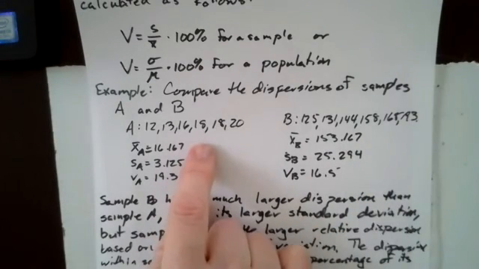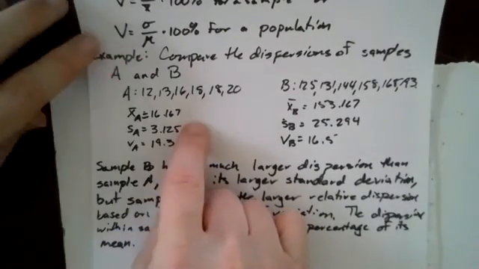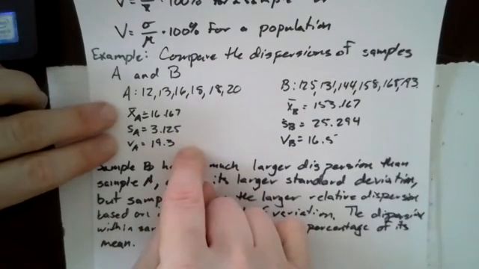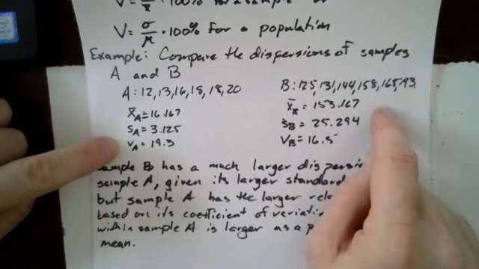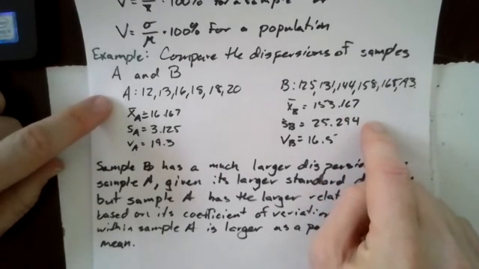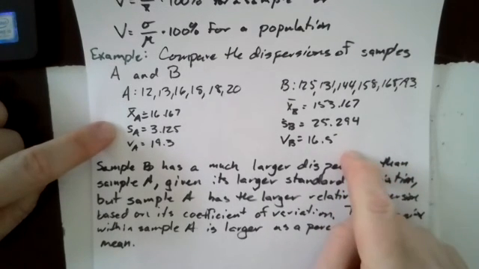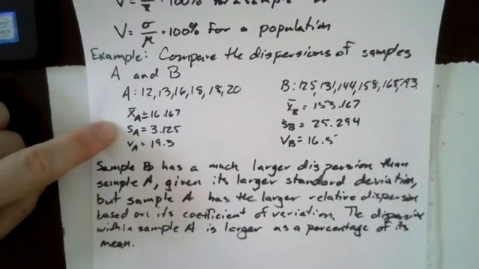So if we take X bar sub A, that's 16.167. S sub A is 3.125, and V sub A, the coefficient of variation, is 19.3. For B, X bar sub B is 153.167. S sub B is 25.294, and V sub B is 16.5. Sample B has a much larger dispersion from sample A, given its larger standard deviation, but sample A has a larger relative dispersion based on its coefficient of variation. The dispersion within sample A is larger as a percentage of its mean.